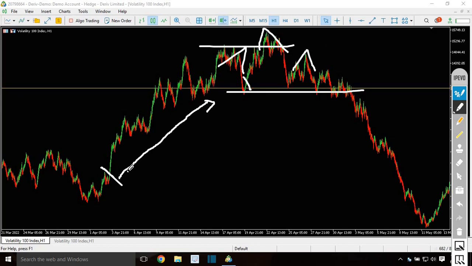So if you bought right here, you rode the trend up, you will not buy right here because it's already reversing. So I will correlate it with another simple indicator that will help you not to buy at the wrong time, or buy at the end of the trend or sell at the end of the trend. So let's get started with the video.